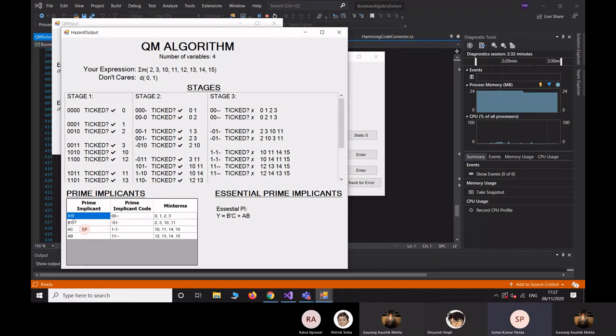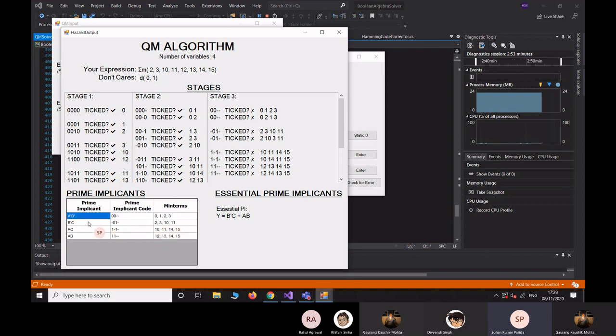These are the prime implicants: A dash, B dash, B dash C, AC, and AB, covering the min terms as shown here. Next, we make a prime implicant chart so that we can cover all the min terms available, ignoring the don't care terms, so that all the min terms are covered.